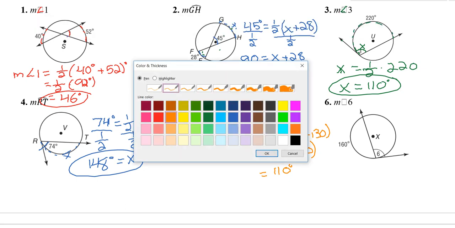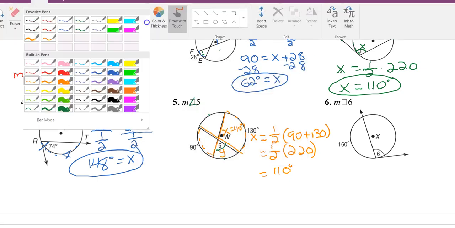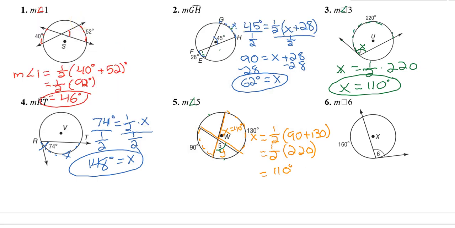Then what I can do next is to solve for y down here. This is a straight line, so 110 plus y is going to give me a straight line, which is 180 degrees. Okay? So we get minus 110, minus 110, y equals 70 degrees. So this one is 2 steps.